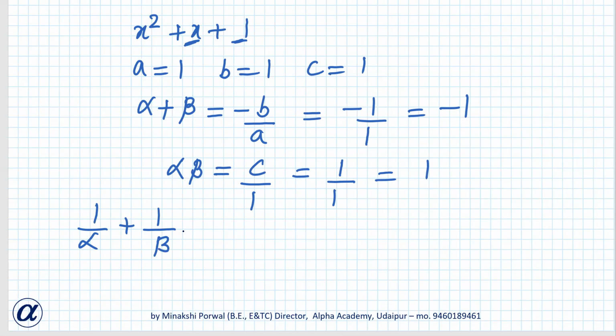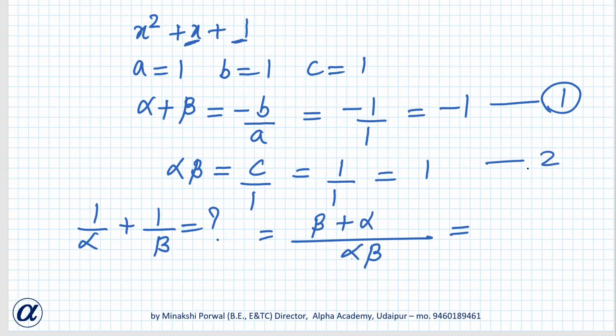ये हमको पूछा है क्वेश्चन में. So when we take LCM, this is alpha beta and this is beta plus alpha. Okay, so alpha plus beta की value from equation 1 and 2 हमने अभी देखी थी. alpha plus beta की value है -1, alpha beta की value है 1, so this answer is -1. So option B is correct answer.